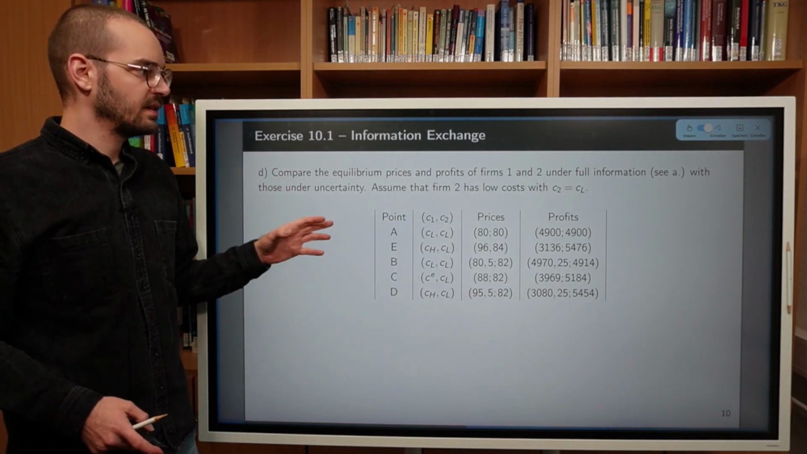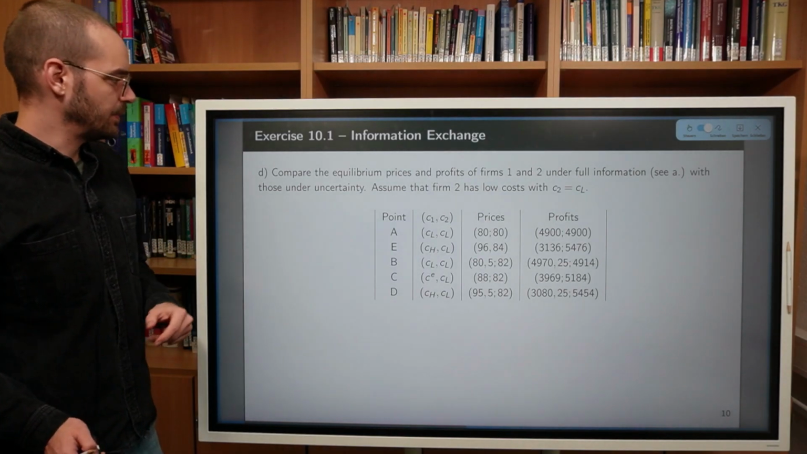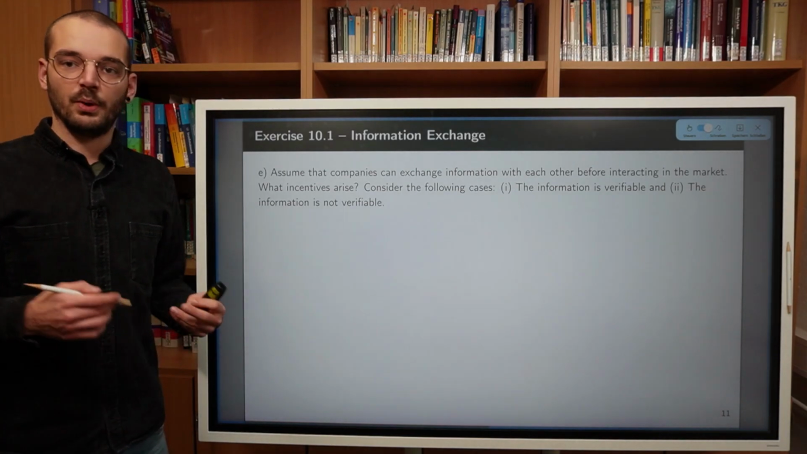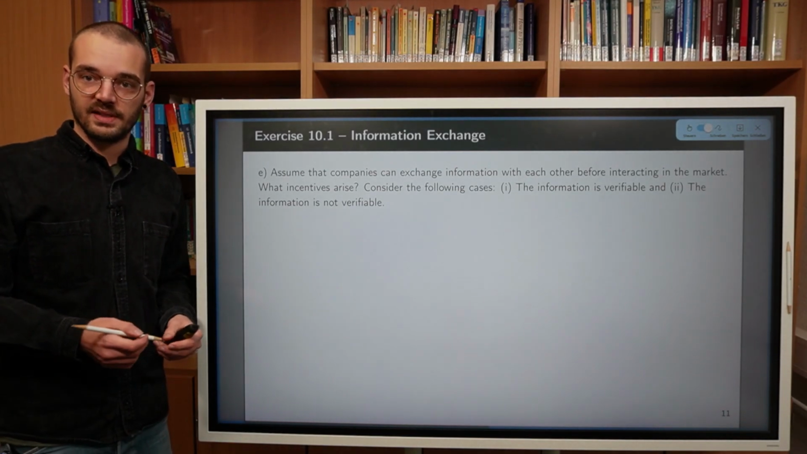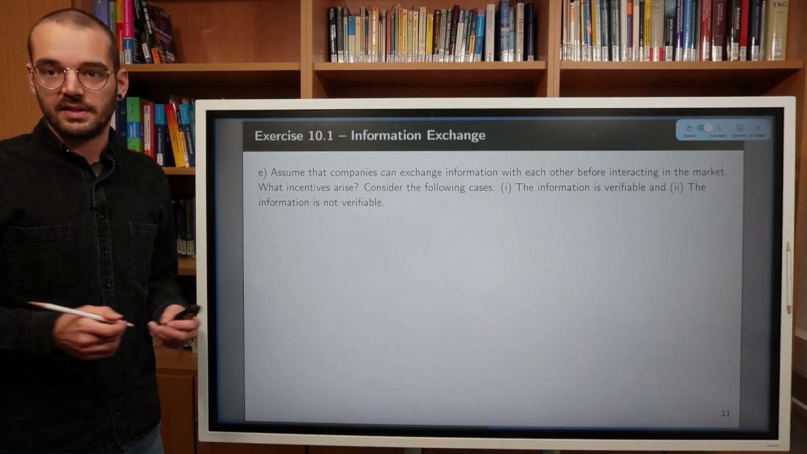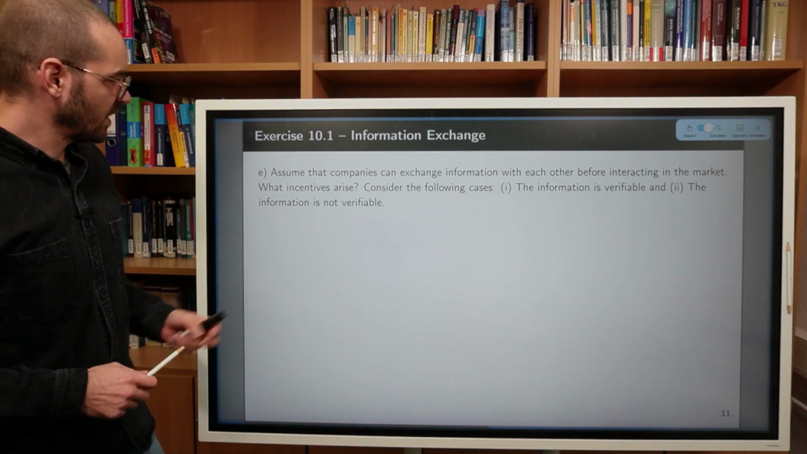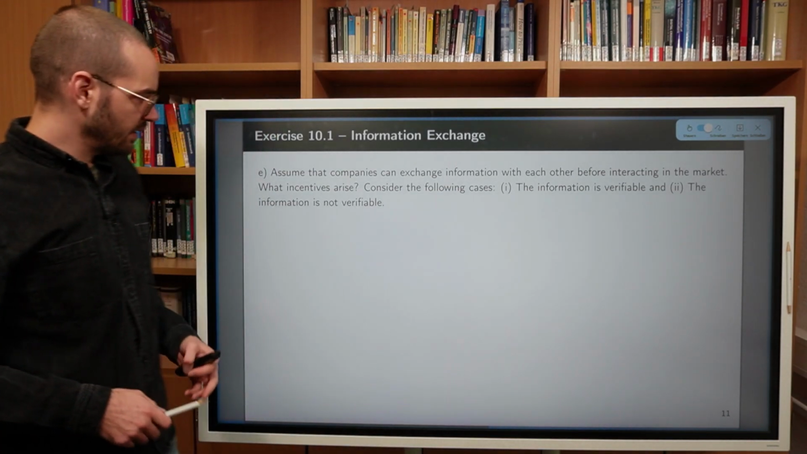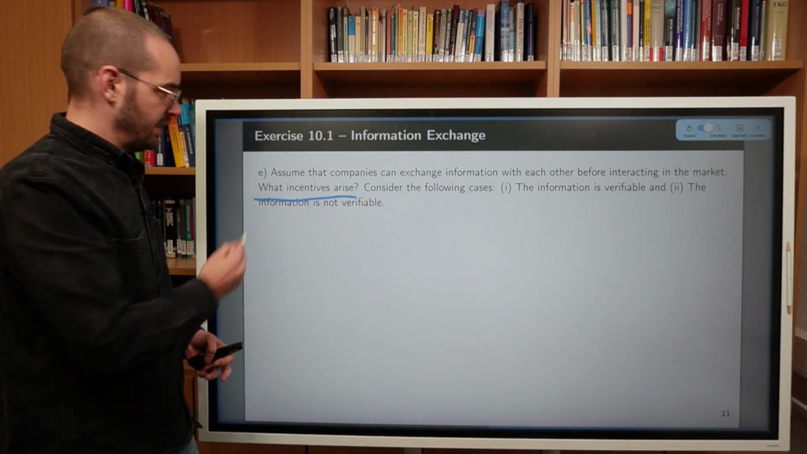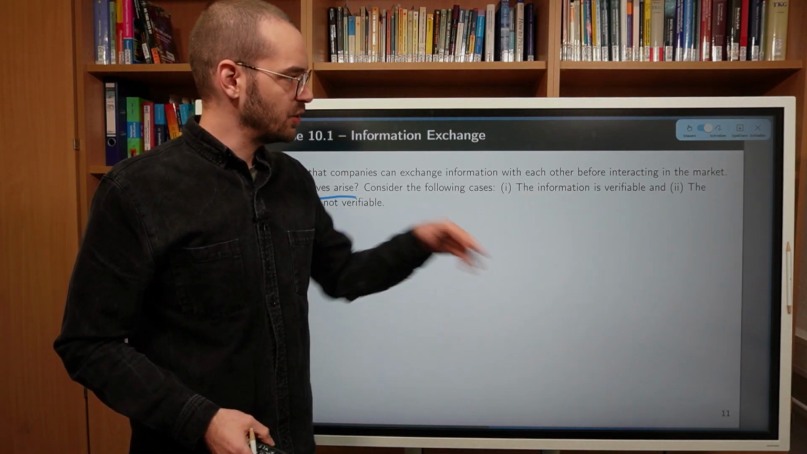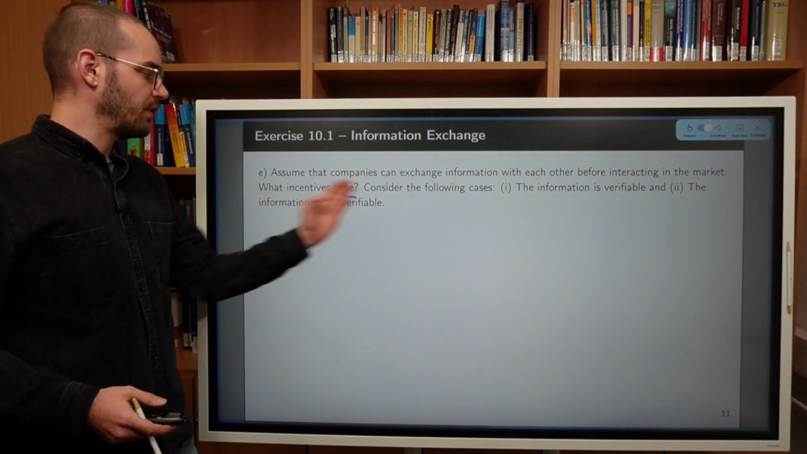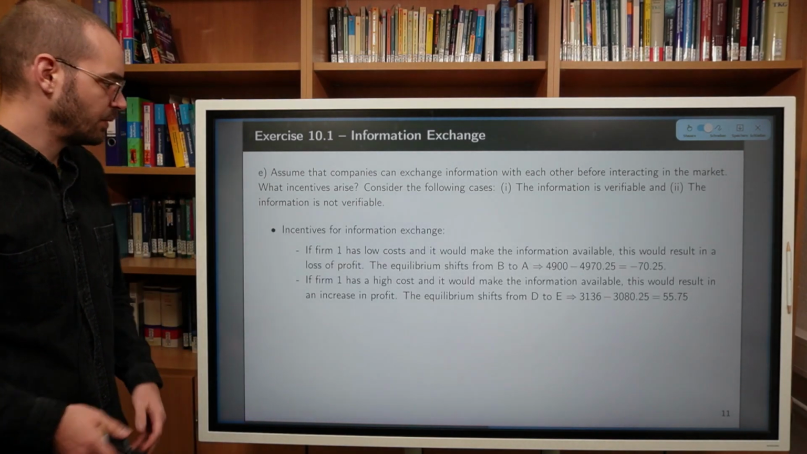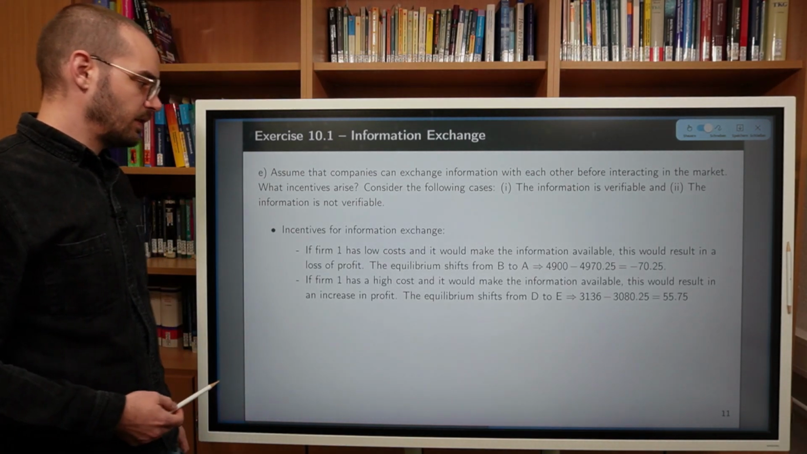from these different equilibria. In the next step, we are now talking about interpretations of this. We want to interpret these differences in profits that arise under uncertainty or not uncertainty or certainty. So assume that companies can exchange information with each other before interacting in the market. What incentives arise? Consider the following cases. First, the information is verifiable, and second, this information is not verifiable. All right, so what incentives arise? Let's start with this point. The incentives for information exchange.